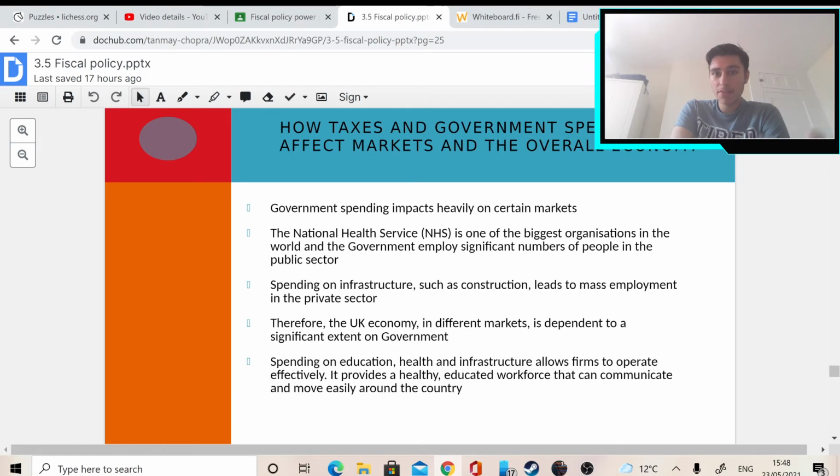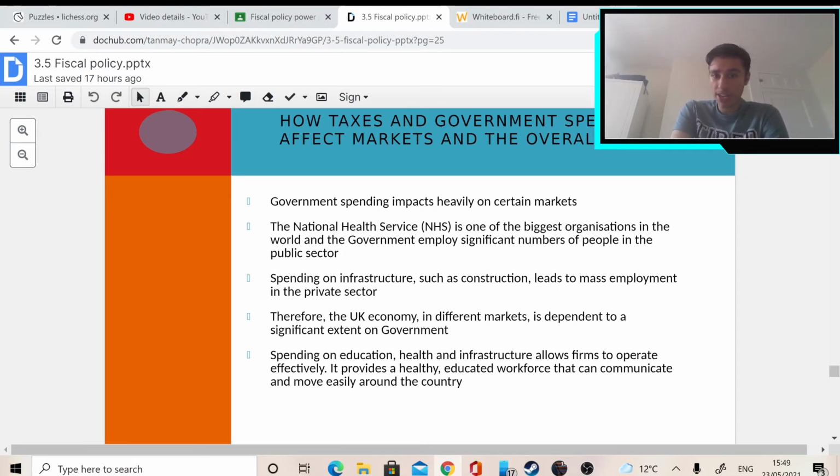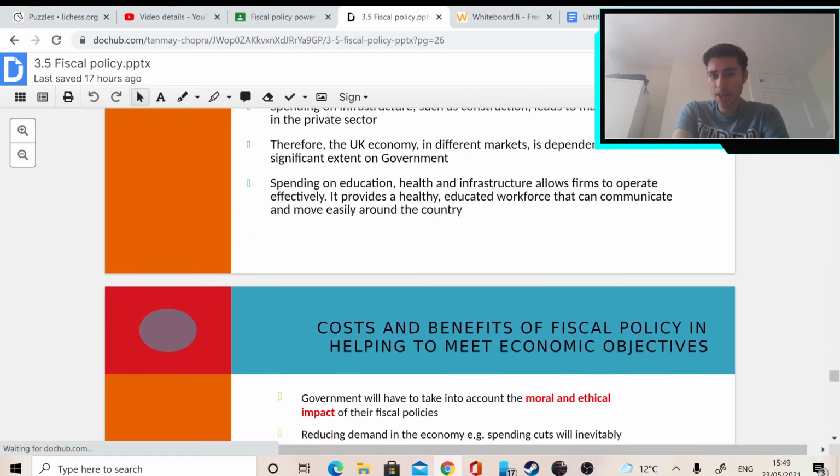Now government spending impacts heavily on certain markets. The NHS is one of them. Spending on infrastructure such as construction leads to mass employment in the private sector. Therefore, the UK economy in different markets is dependent to a significant extent on the government. They also want to spend on education, health and infrastructure. Yeah, we know that.